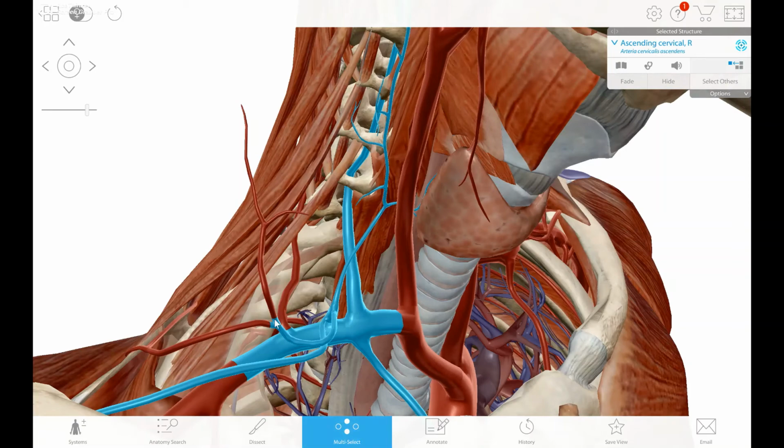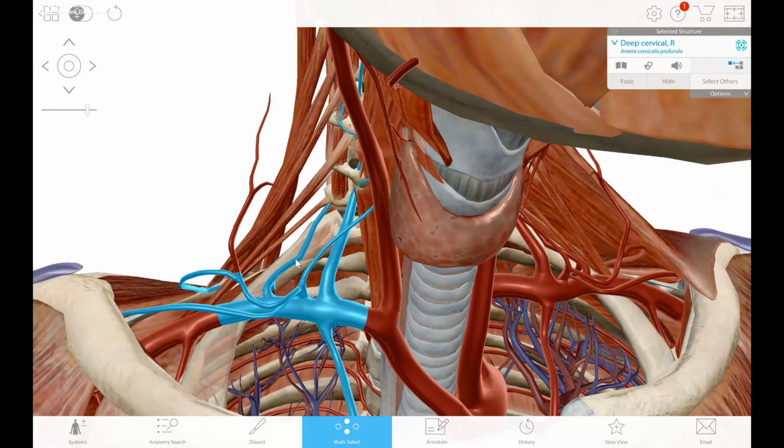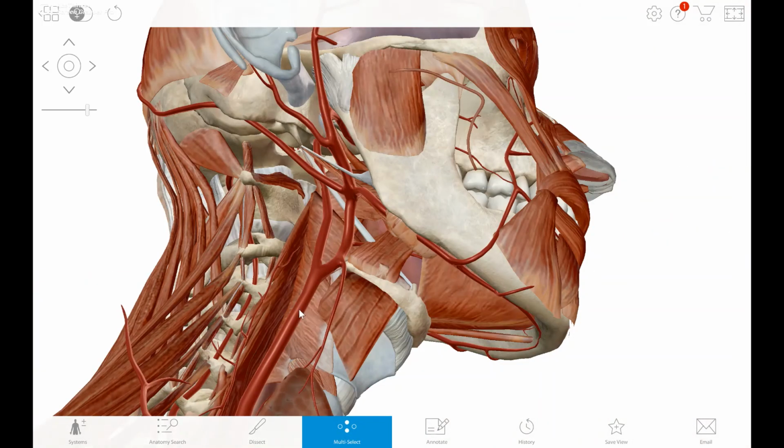Back to the subclavian artery. Its other branches are the dorsal scapular artery and the costocervical trunk, which gives off the supreme intercostal artery and the deep cervical artery. The common carotid arteries branch into the internal and external carotid arteries.